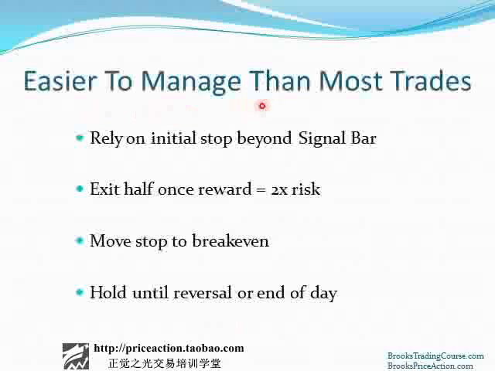I mentioned it's easier to manage than most trades. You put your initial protective stop beyond your signal bar. So in a reversal up, your signal bar is a bull reversal bar, and the stop goes below. Once you have a reward equal to twice the size of your risk, you take half off, for example, and you move your stop to break even, and then you hold onto the trade until you get a reversal in the opposite direction or until the end of the day.